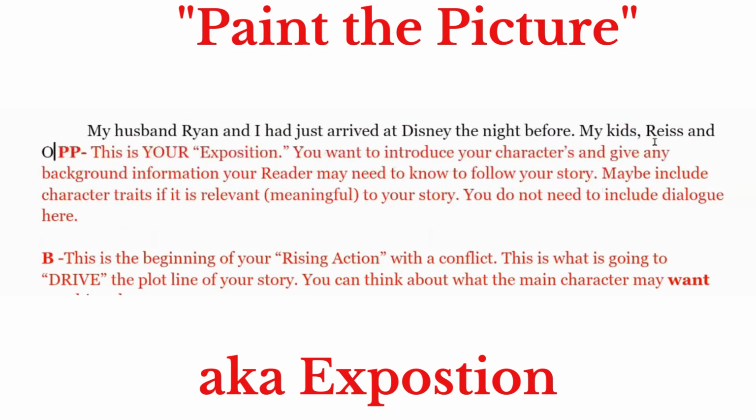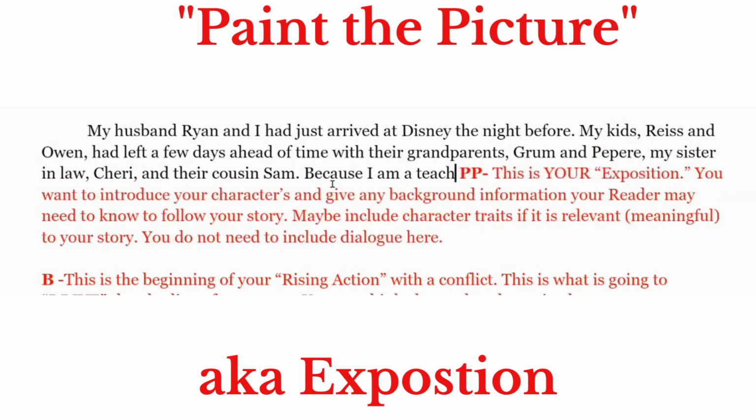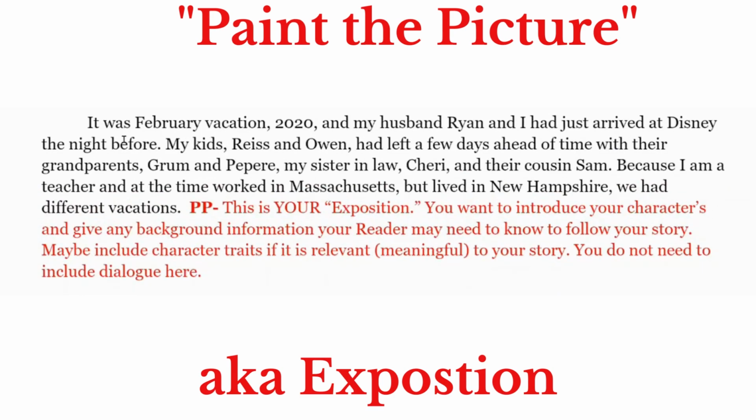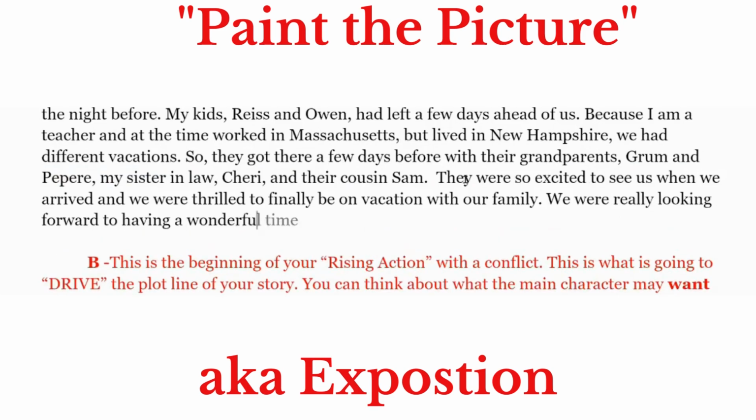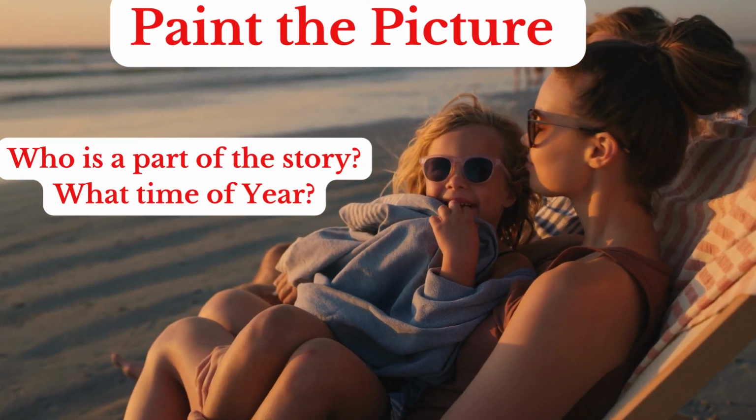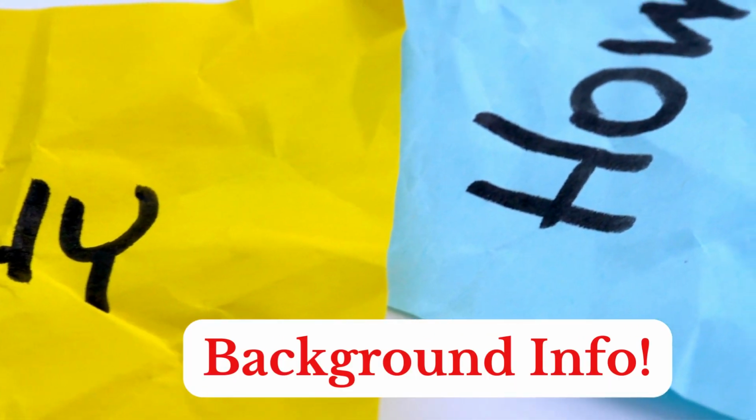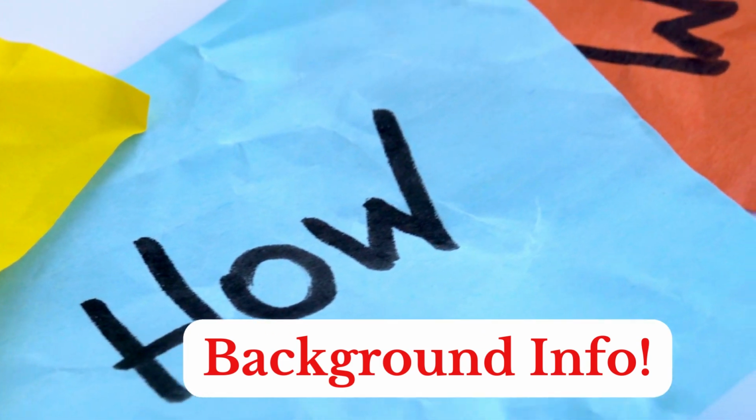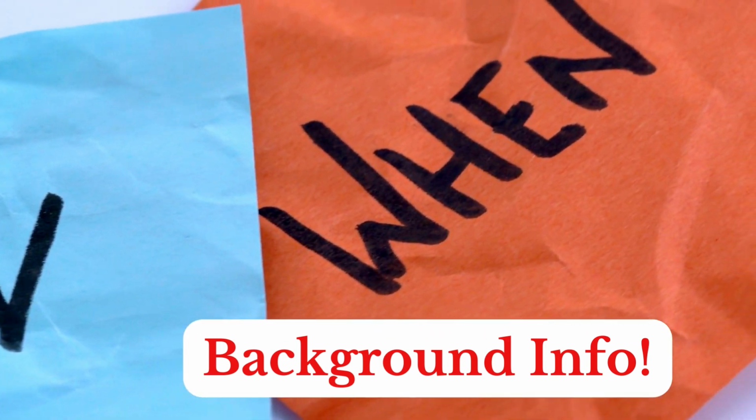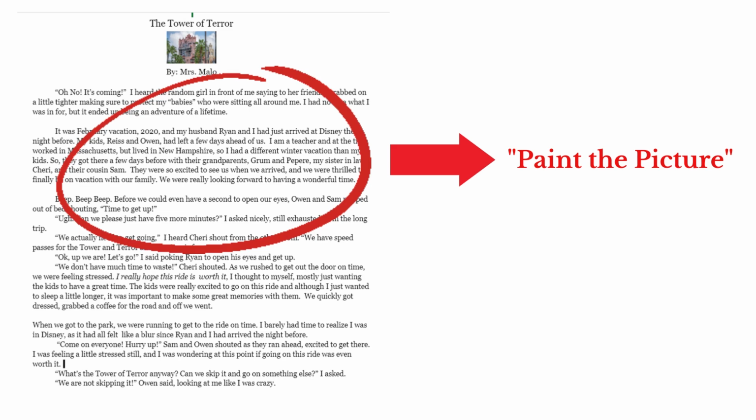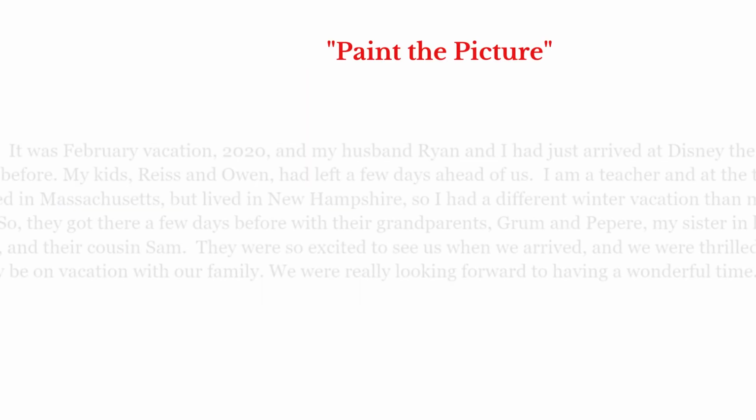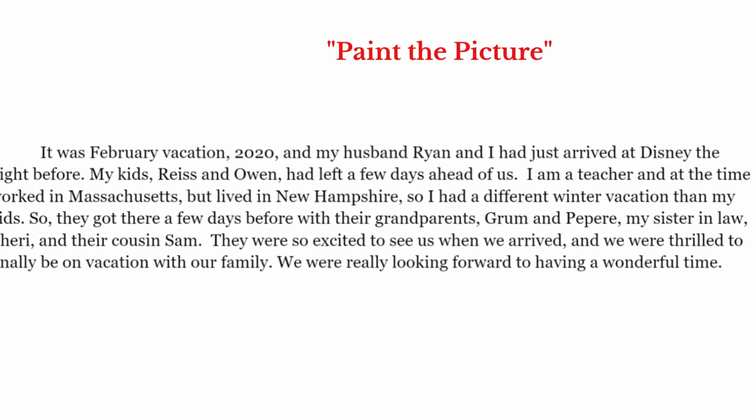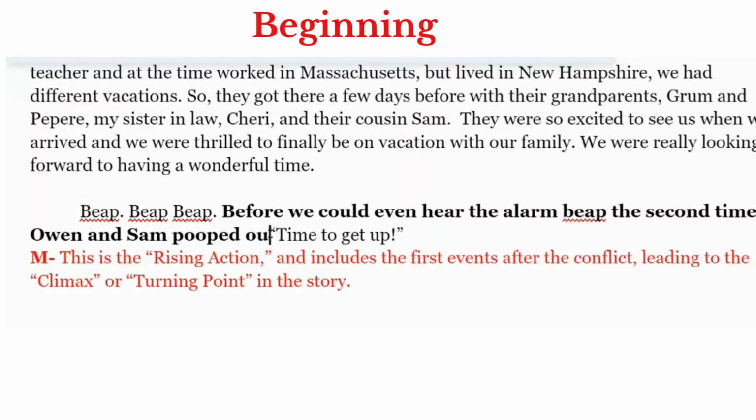Next, you will write the paint the picture, which is the exposition in the plotline of your story. This includes any information that your reader needs to know in order to follow your story. For my paint the picture, I included who was with me, what time of year it was, and some details about why some of us were in Disney before others. These details provide an important background so that readers can follow the story and not have any questions about who is who, etc. One more thing to note about the paint the picture is that I do not include dialogue in this part of the story. You're just explaining that background information so that you can get into the rest of the storytelling.